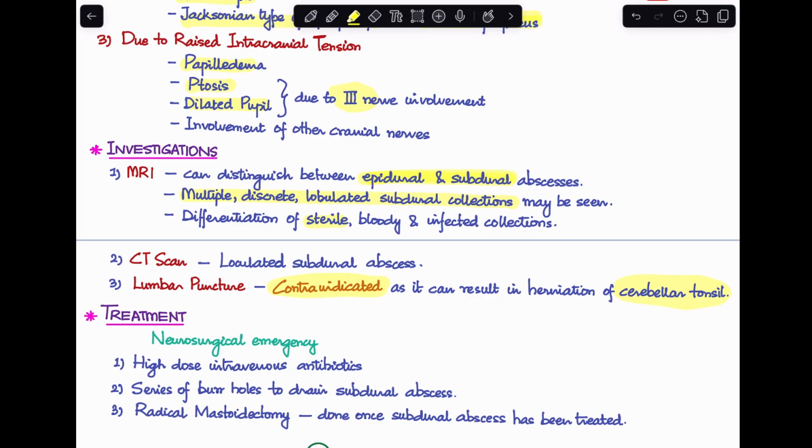Last of all, the development of subdural abscess is a neurosurgical emergency. You should start the patient on high dose intravenous antibiotics, and you perform a series of burr holes to drain the subdural abscess. And only once the subdural abscess has been treated, then you perform a radical mastoidectomy to treat the ear infection that is present. So, this is all about subdural abscess.